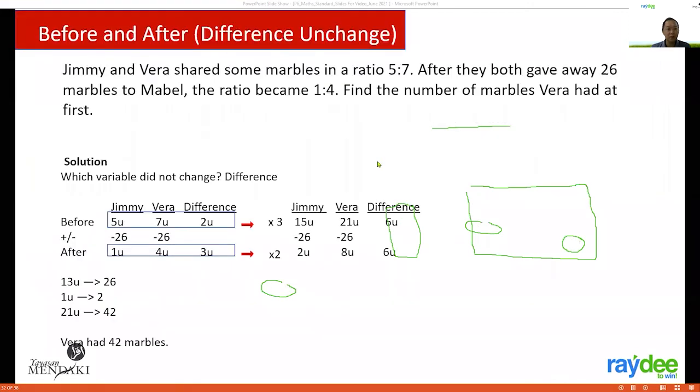Okay, next. Now last but not least, we have difference unchanged. So for difference unchanged, as the name suggests, the difference between the two doesn't change, shouldn't change. Why? Here's one example. Jimmy and Vera have a certain ratio. Now both of them gave away the same number. So if both give away the same number, the difference shouldn't change.